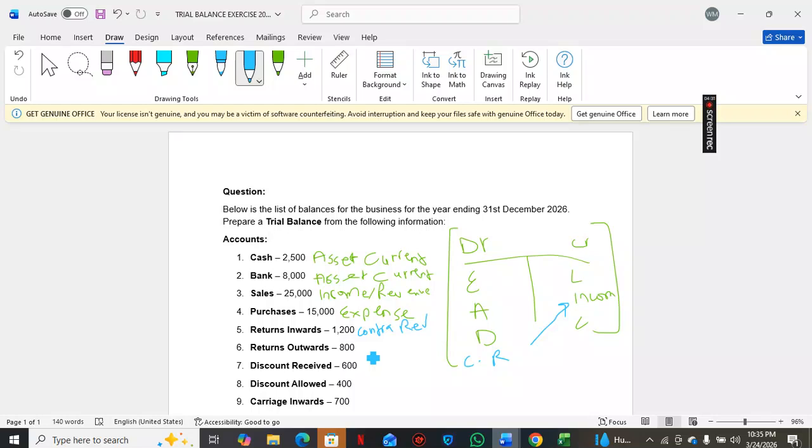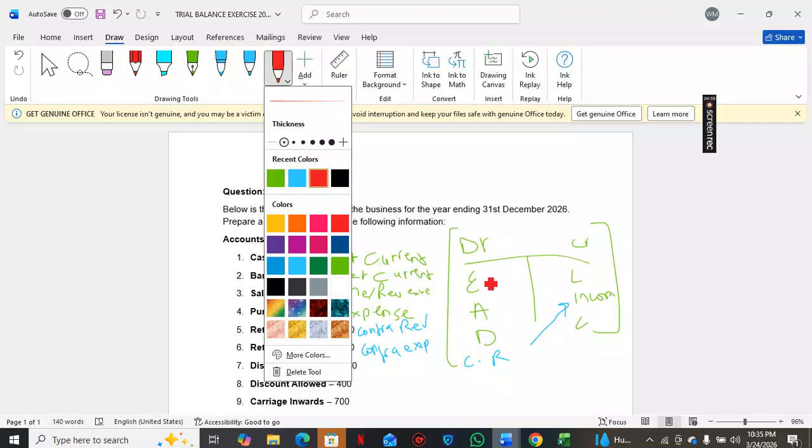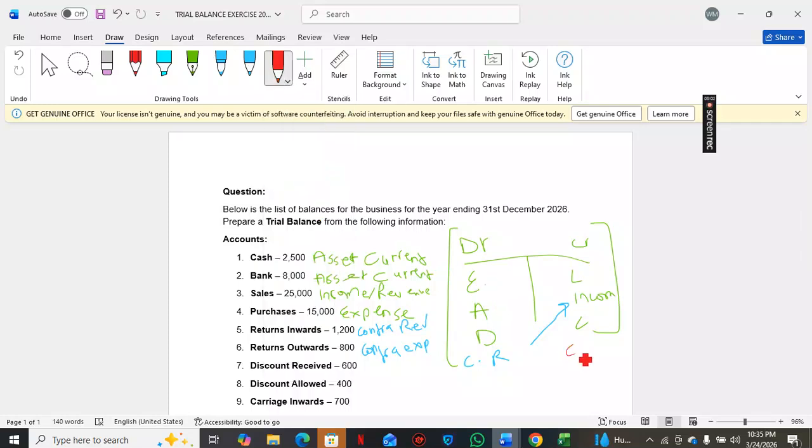Return outwards. It's a contra expense. Yes. It reduces the expense. Okay. So where would it be? Debit or credit? Credit side. Credit side, yes. Expenses increase with debit, so it means they reduce with credit. Okay? Contra expense. Just remember, a contra just follows the opposite rules and it reduces.